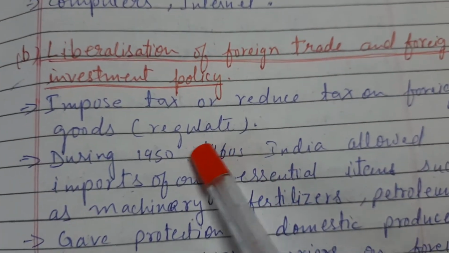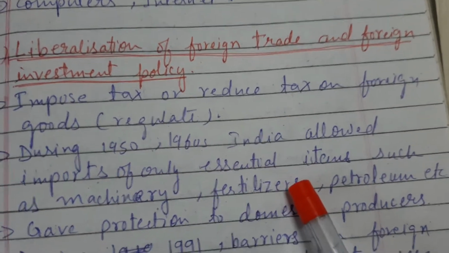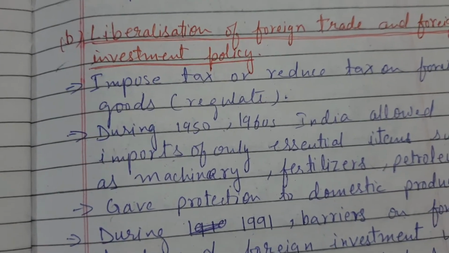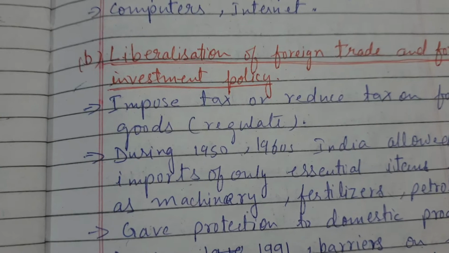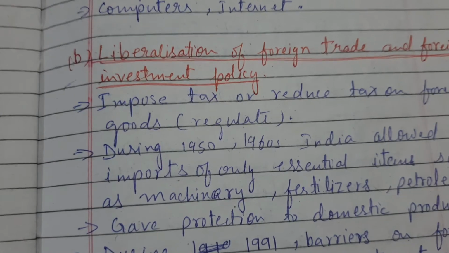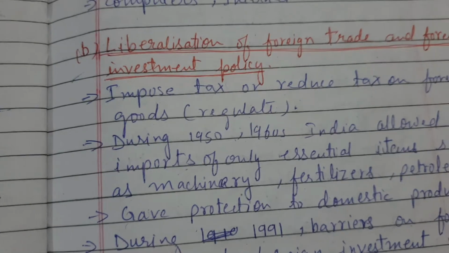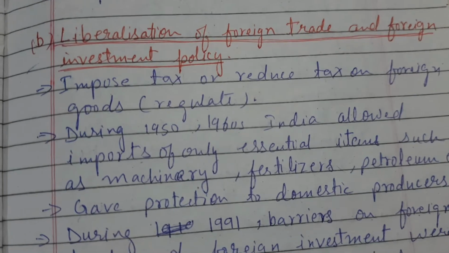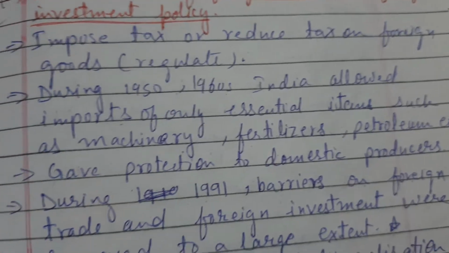So again, when we take this point, during the 1950s and 60s India allowed certain goods only to be imported, because the Indian government after independence had put barriers to foreign trade and foreign investment. This was considered necessary to protect the producers within the country from foreign competition. Industries were just coming up in the 1950s and 60s, and competition from imports at that stage would not have allowed these industries to survive. So this step was taken by the government to allow the indigenous industries to grow.